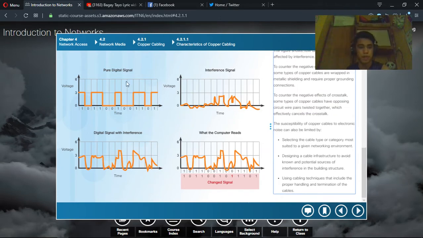As we can see here, this is a pure digital signal. This is the interference, and this is the digital signal with interference. This is what the computer reads, so there is a difference.